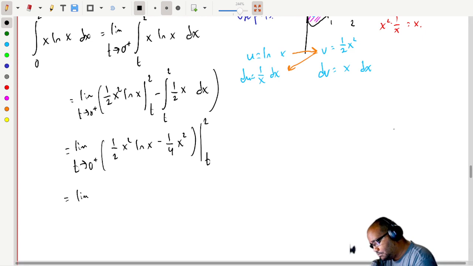So we have the limits. I'm dropping frames here. That's not good. Gotta wait for it to catch up. Oh boy. Sorry about that.